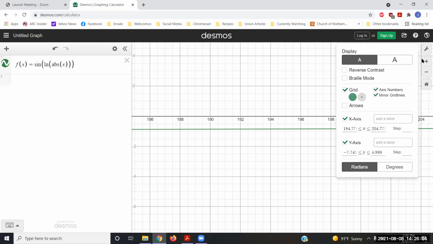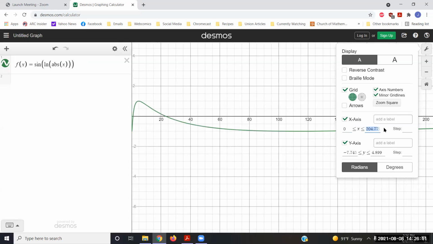We can actually change how far we're going. Let's set this x-axis to start at 0. And you might hear a crying baby in the back. She is now 2.5 months, so hopefully she won't give too much trouble.